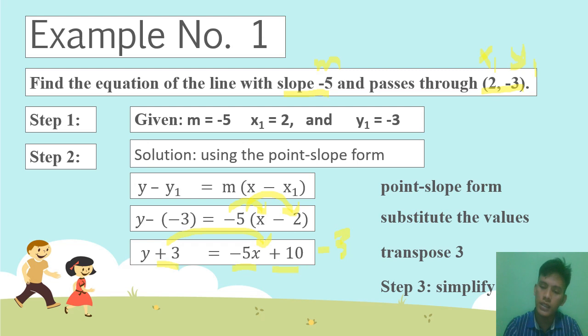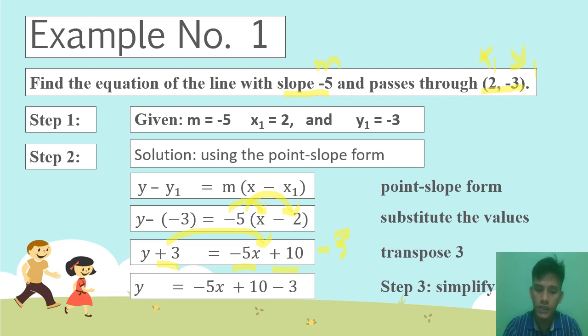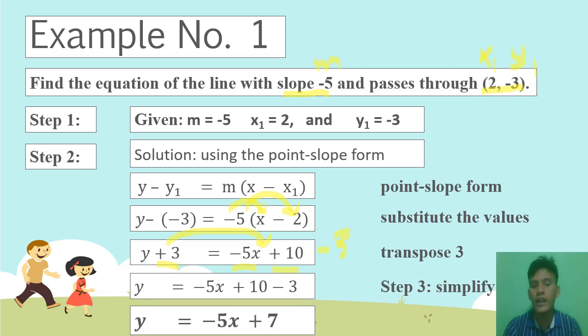And step 3, simplify. So that's why y is equal to negative 5x plus 10 minus 3. So to simplify that, 10 minus 3 is equal to 7. And our final answer is y is equal to negative 5x plus 7.